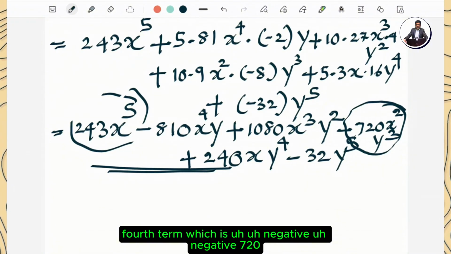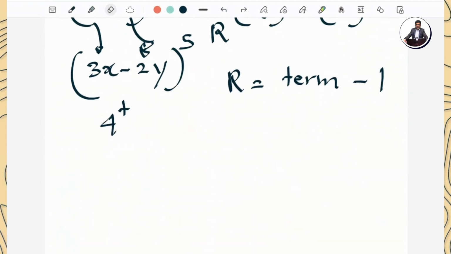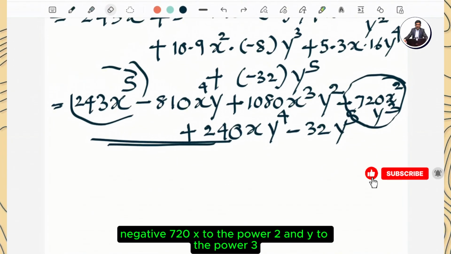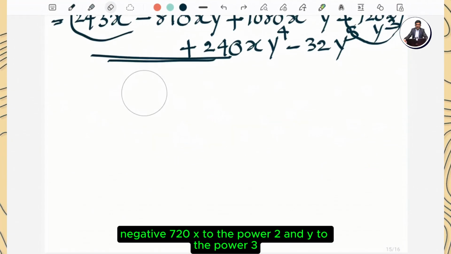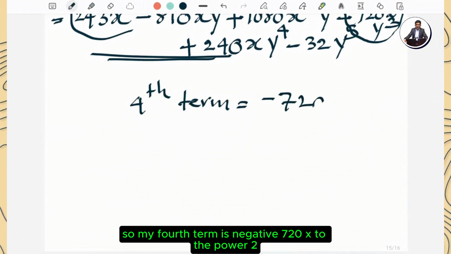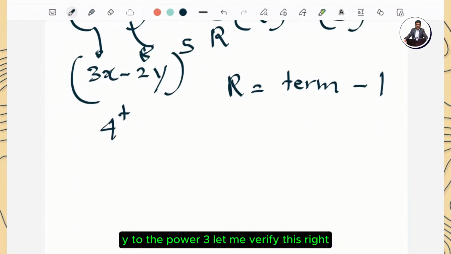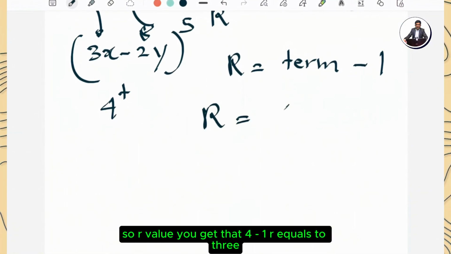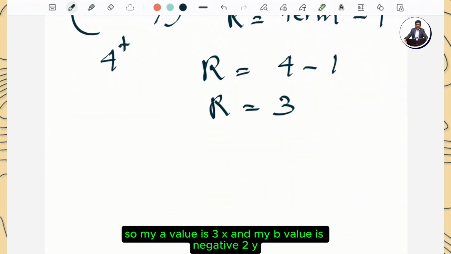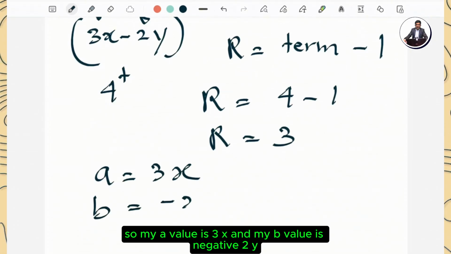negative 720. So my fourth term is −720 x^2 y^3. Let me verify this. For the r value, 4 minus 1, r equals 3. My a value is 3x and my b value is −2y.